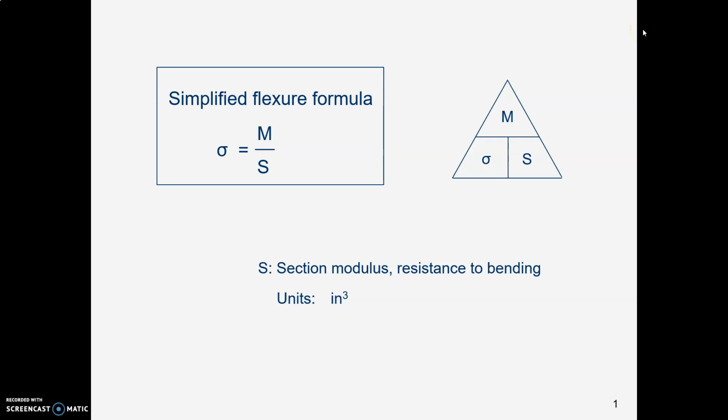All right, where were we? We were talking about the simplified flexure formula and how we can use the section modulus to figure out our bending stress. And our flexure formula was just moment divided by section modulus, that shape factor for whatever our beam is.